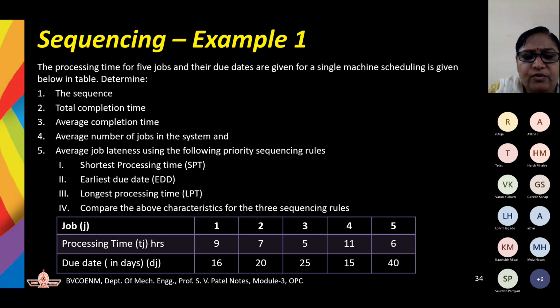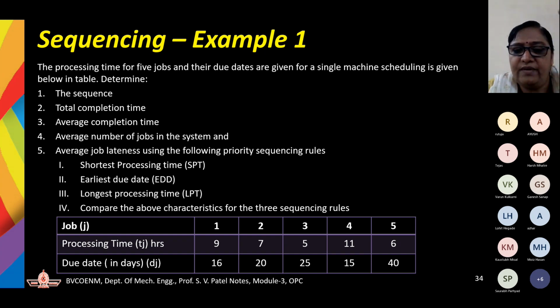Now here we have jobs 1, 2, 3, 4, 5, with the earliest due date being the 15th. Before the 15th day, we need to complete job number 4. Next is the 16th; before the 16th, we need to complete job number 1. Then before 20 days, we need to complete job number 2. Next, before 25 days, job number 3. And at the last, before 40 days, job number 5.